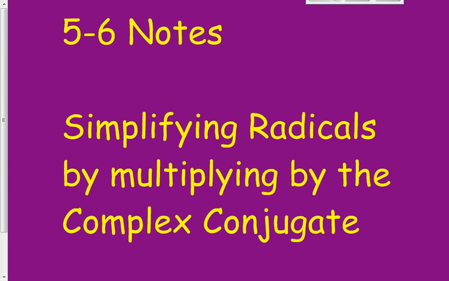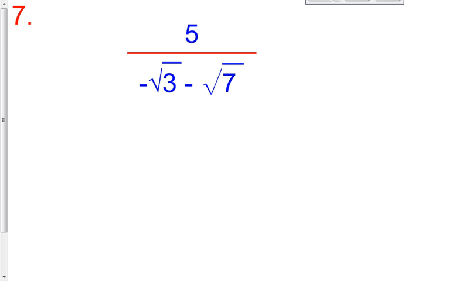You could even have it sound more impressive. You could say we're going to simplify radicals by rationalizing the denominator using multiplying by the complex conjugate. Wow! That sounds really good, doesn't it? We're going to simplify radicals by multiplying by the complex conjugate, and in that way rationalizing the denominator. This is good stuff. So we have to rationalize the denominator.